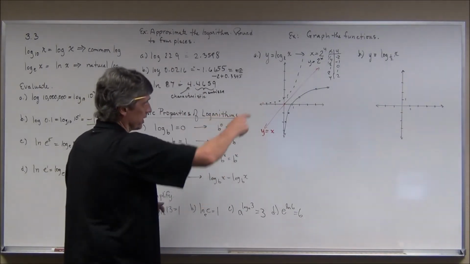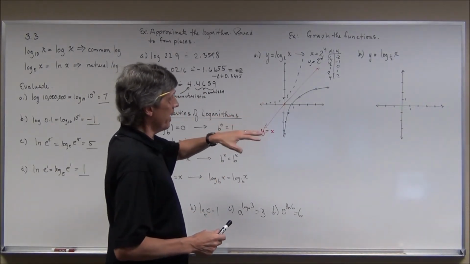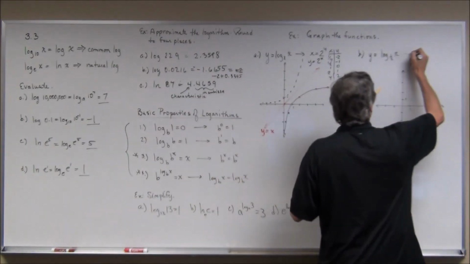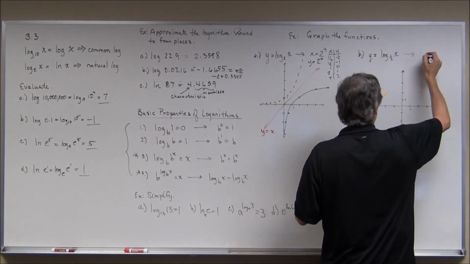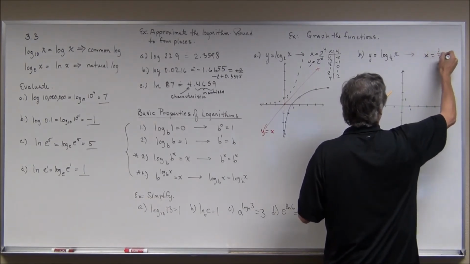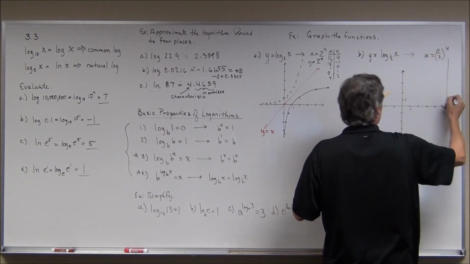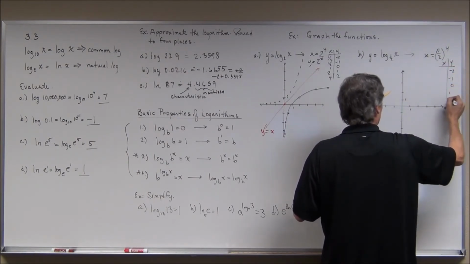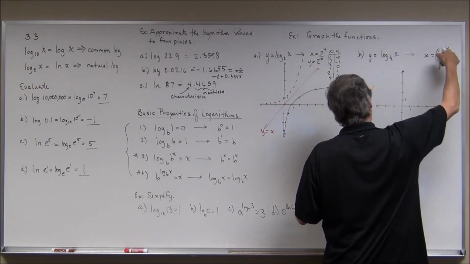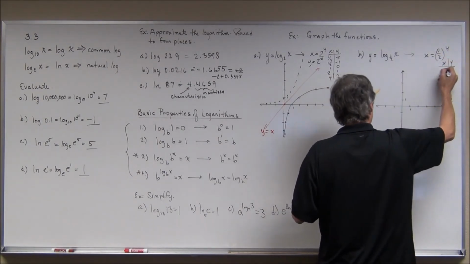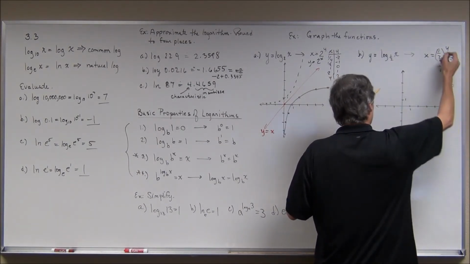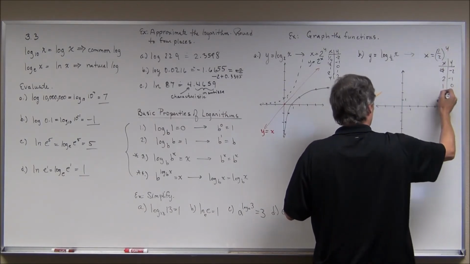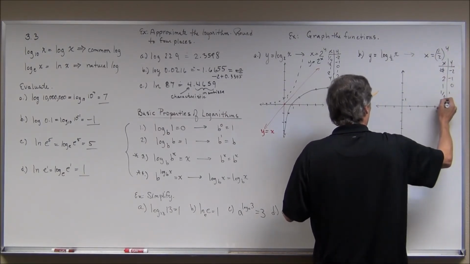Now here I have one that's got a base that's 1/2, a fraction between 0 and 1. So let's see what happens here. I'm going to rewrite this as x is equal to 1/2 to the y power. So I create a t-chart here of x and y, negative 2, negative 1, 0, 1, and 2. Plug negative 2 in, 1/2 to the negative 2 is 2 to the 2, or 4. To the negative 1 is 2, to the 0 is 1, 1/2, second power 1/4.